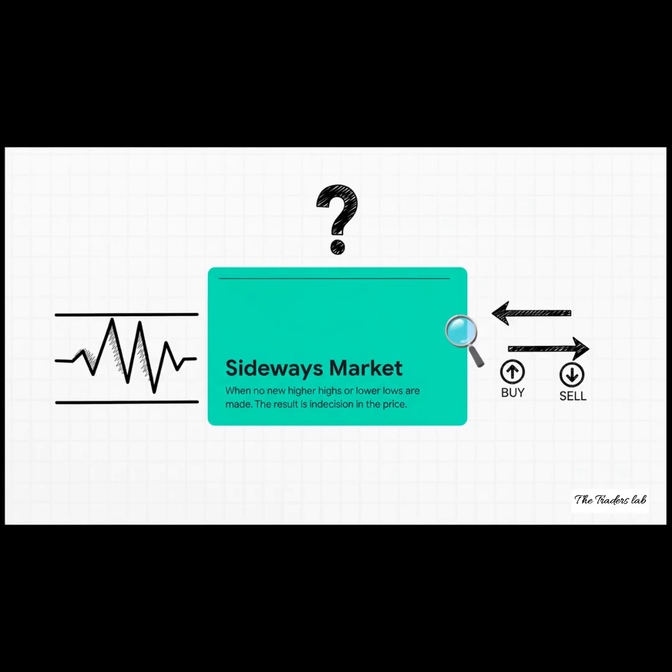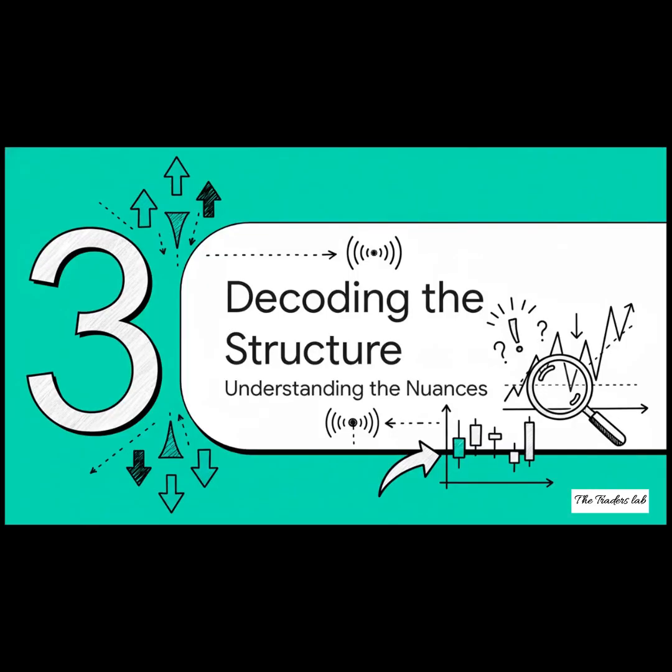It's not making new highs and it's not making new lows. It's just bouncing around between two levels, which tells us that the market is basically undecided. Buyers and sellers are in a temporary truce. So we've got our three trends: up, down, and sideways.